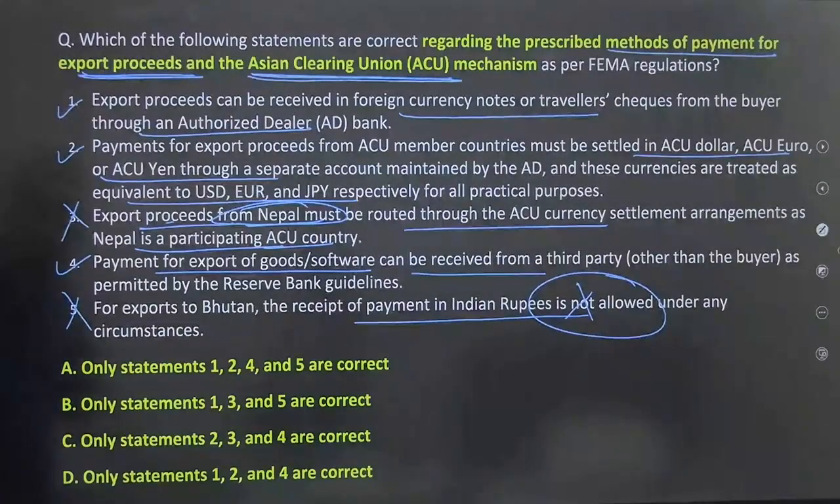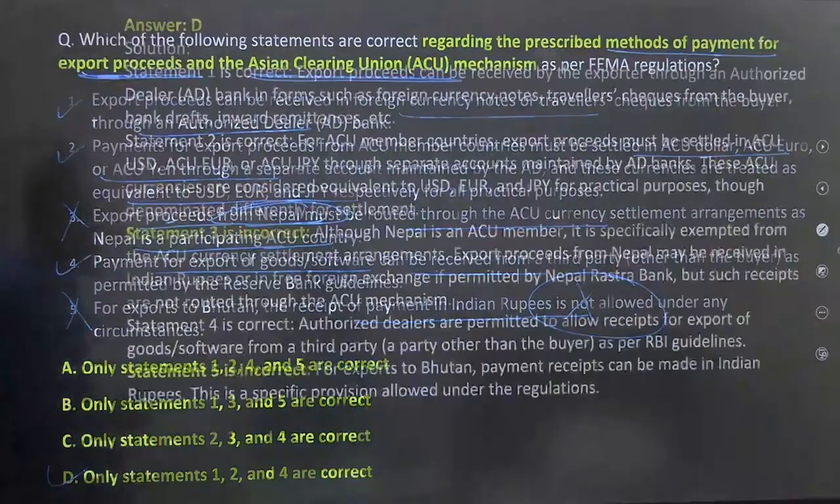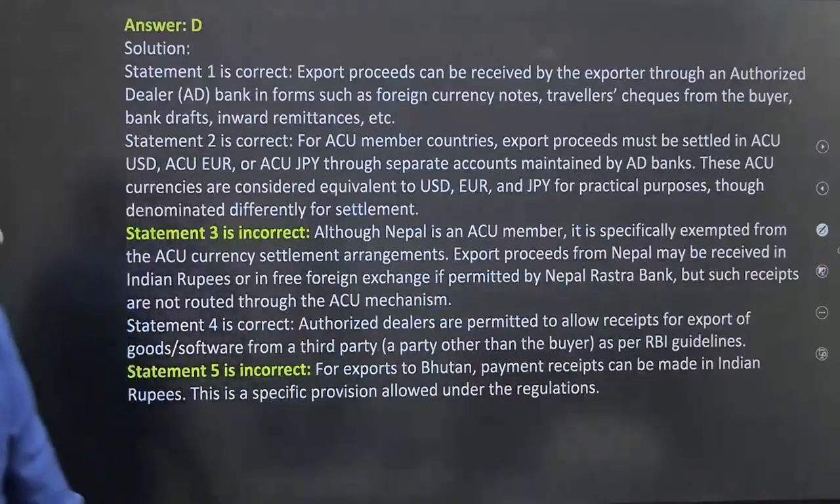Okay, 1, 2, 4. Yes, D must be the right answer for this one. Very good, everyone. Very good.